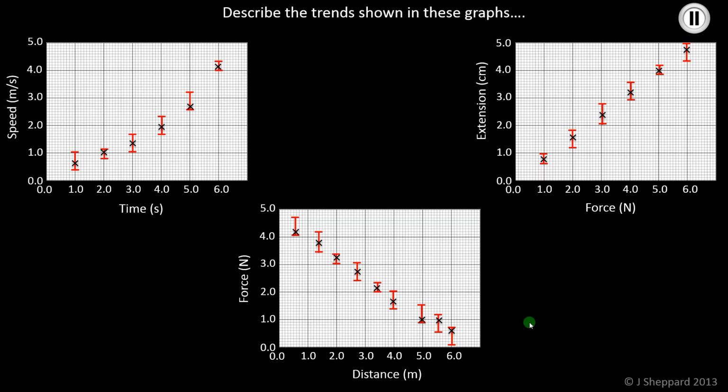So if you want to pause the video now and have a go at describing the trends shown in these graphs, and then we'll discuss those descriptions in a sec.